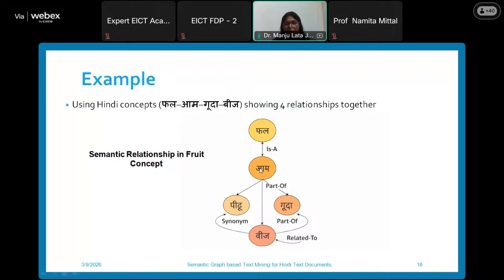Similarly, the relationship between Aam and Guda, the pulp of the mango, is the part-of relationship. Similarly, the Gutli, or we can say the seed of Aam, is also part of it. So both share the part-of relationship because they are part of Aam. Inside the pulp we also have beej, meaning the gutli. So beej is part of the pulp, and beej is also known as gutli or pidu in Hindi. This is a snapshot of only one kind of fruit relationship, showing how different terms are semantically related to each other.